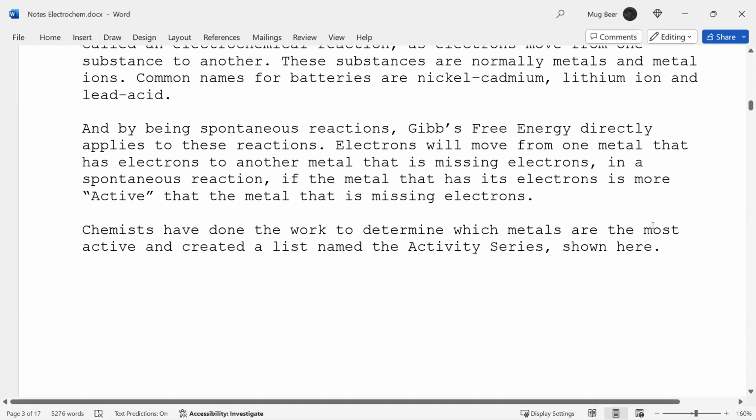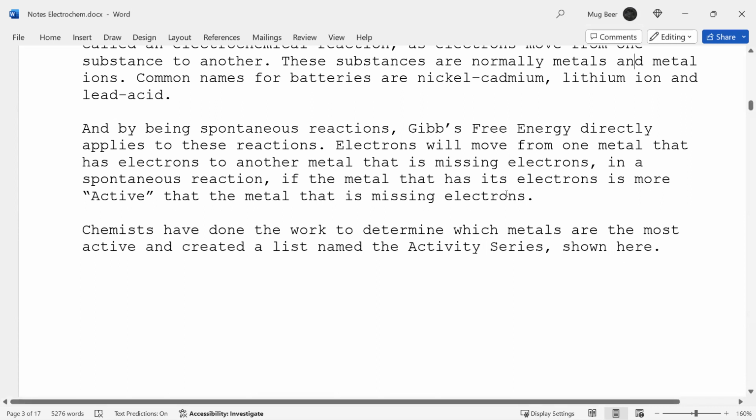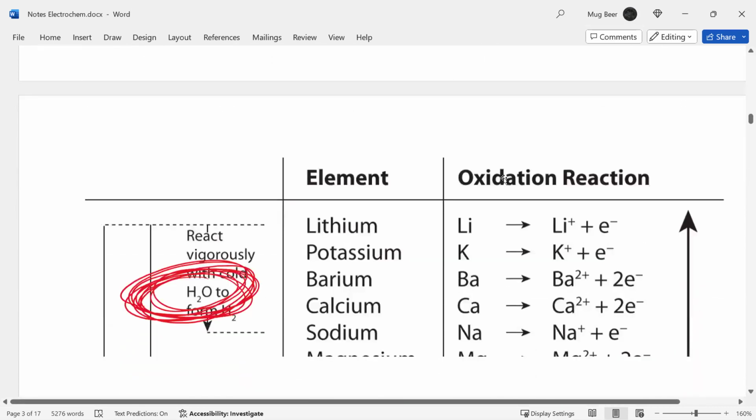The spontaneity of these battery chemical reactions will bring us to a term called active. And so active is how we'll describe metals relative to each other, more or less active than each of them. So some of the metals are much more active than other metals, and so we have come up with something called an activity series.